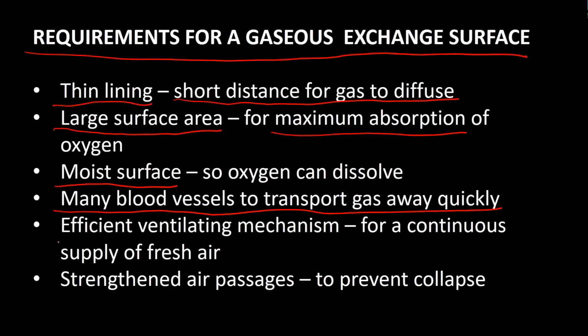So if you take the oxygen away, you always keep up a concentration difference. Then you've got to get the air into your lungs, and that's ventilation or breathing. And lastly, our air passages need to be strengthened, because actually there's nothing in them but air, so they would collapse if they weren't strengthened. So all of the animals that we looked at have all of these particular characteristics for their gaseous exchange surface, whether it's skin or gills or lungs.